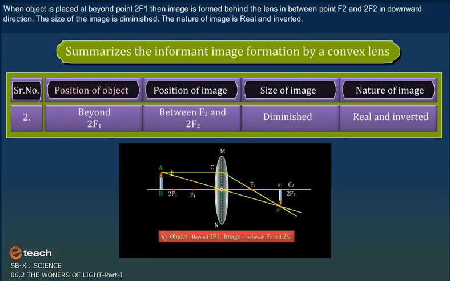When object is placed beyond point 2F1, then image is formed behind the lens in between point F2 and 2F2 in downward direction. The size of the image is diminished. The nature of image is real and inverted.